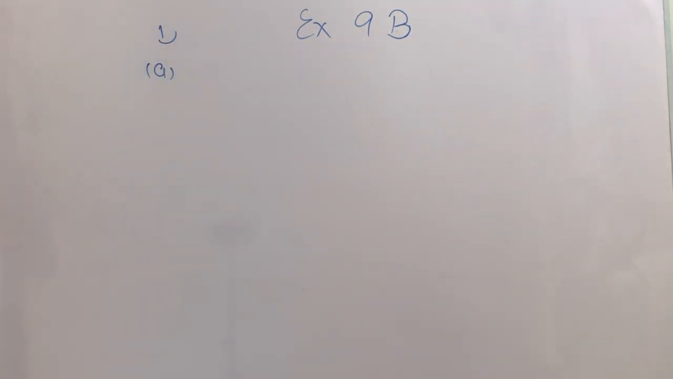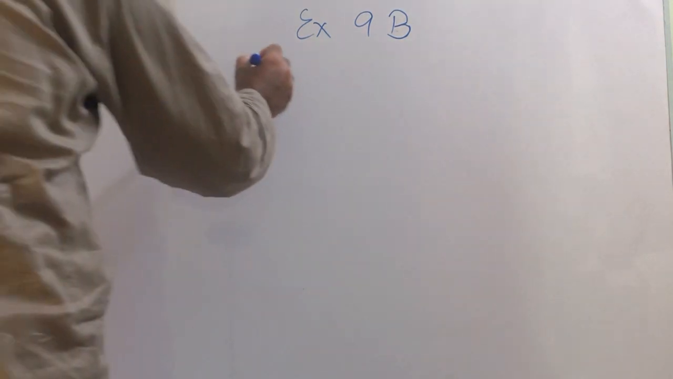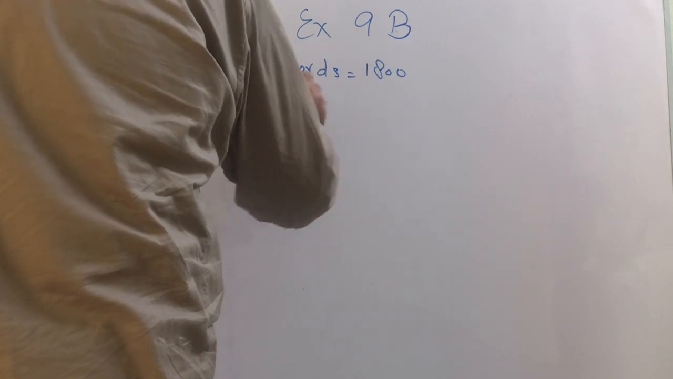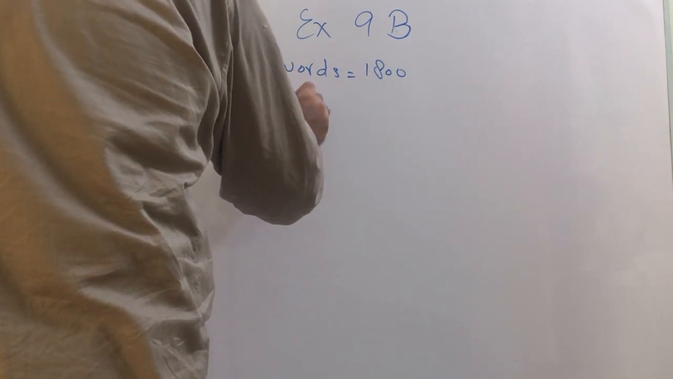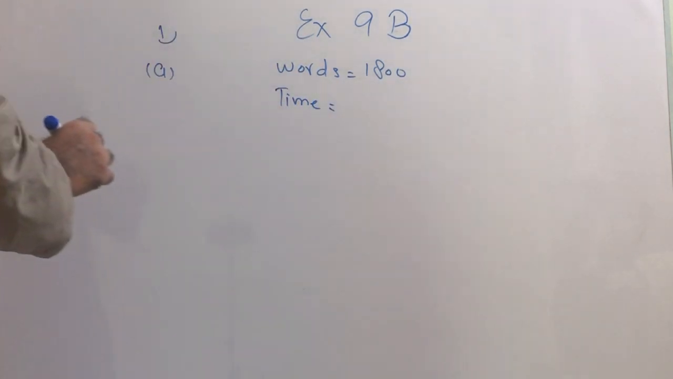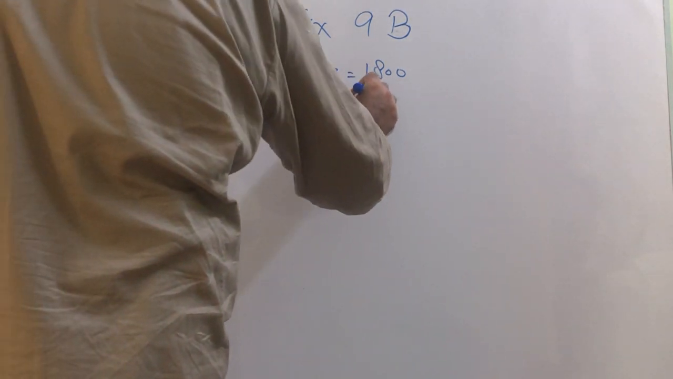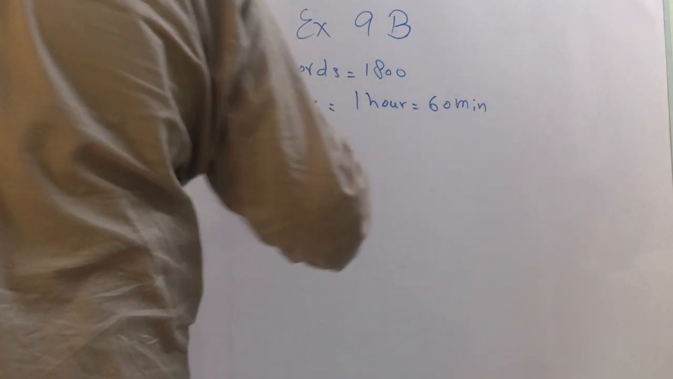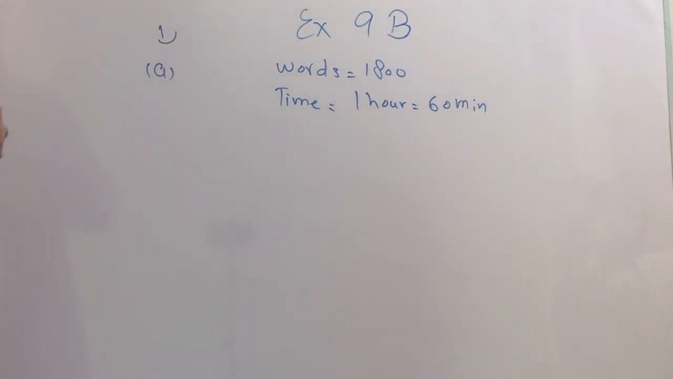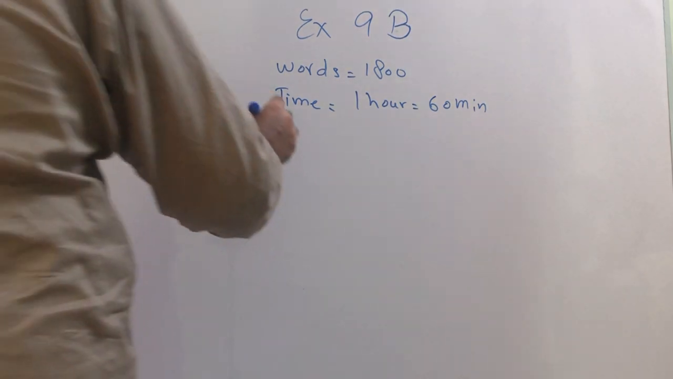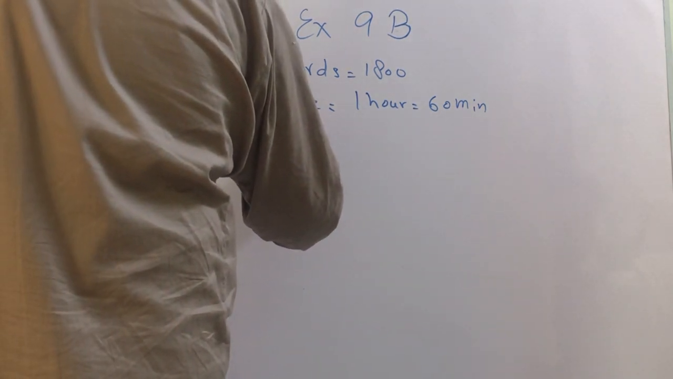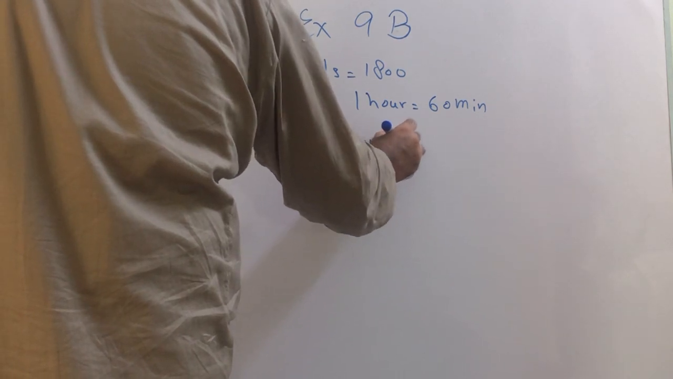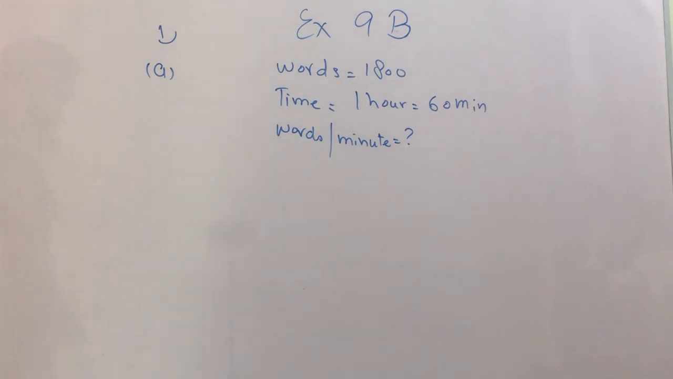A typist types 1800 words in 1 hour. Words, 1800, time is 1 hour. 1 hour, how many minutes? 60 minutes. Find the number of words that she can type per minute. So we need words per minute. It's a simple question.